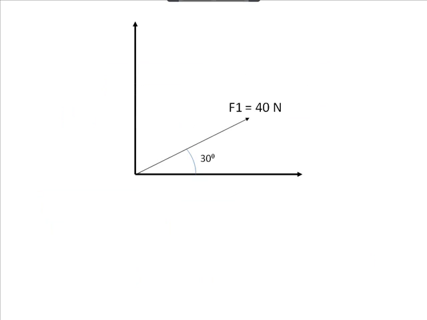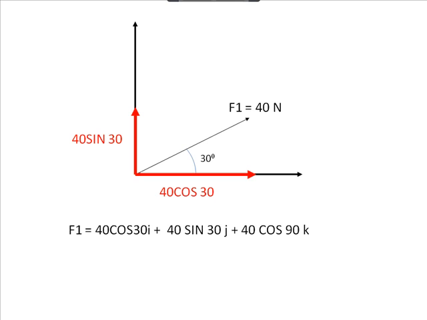We need some background and understanding about resolution of forces. Let's say I have this force F1 equal to 40 Newton inclined at 30 degrees with the x-axis. I want to resolve this force in x, y and z direction. Then 40 cos 30 is the component of this force in x direction. 40 sin 30 is the component of force in y direction. And 40 cos 90 is the component of this force in z direction.